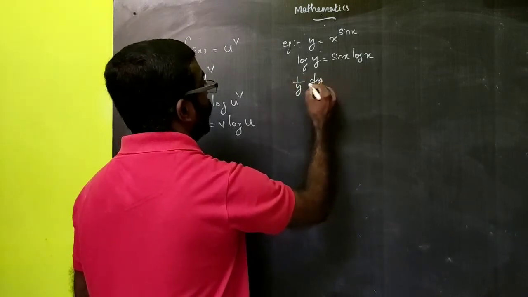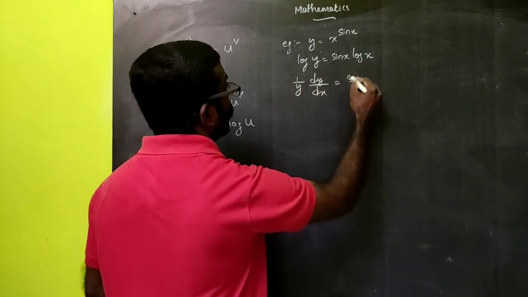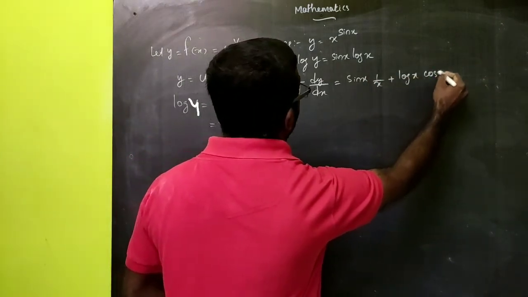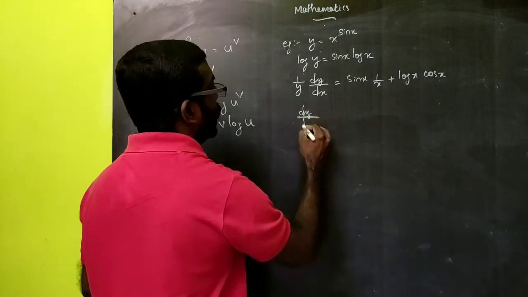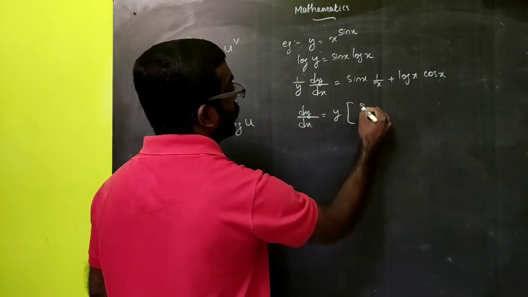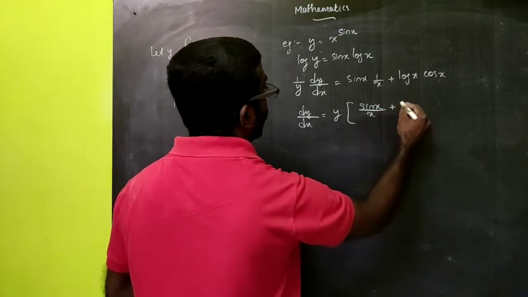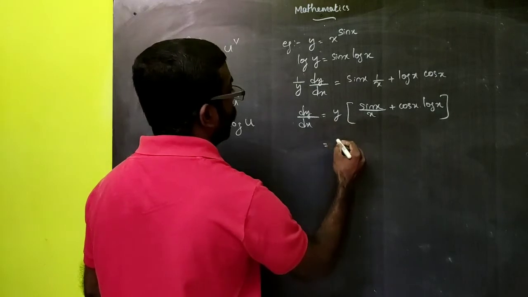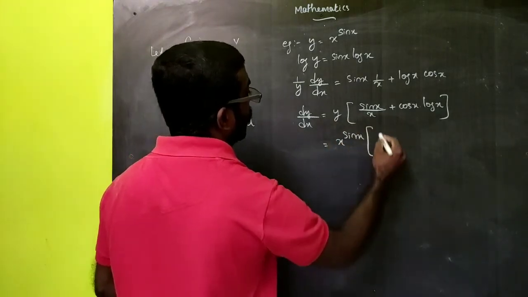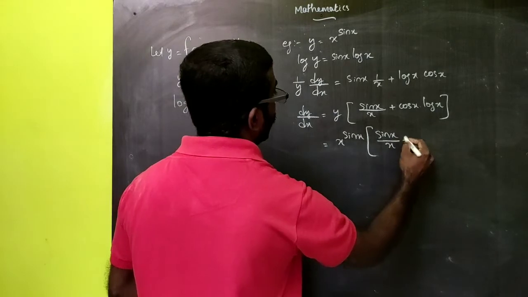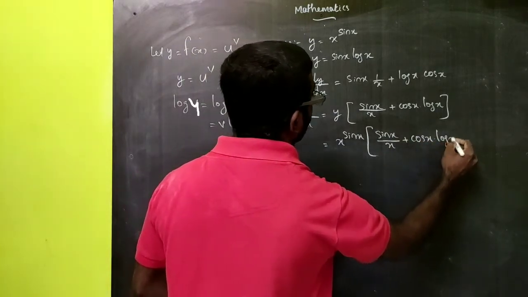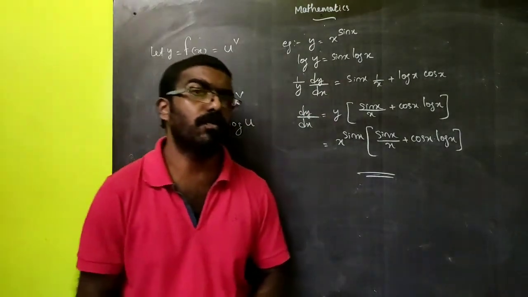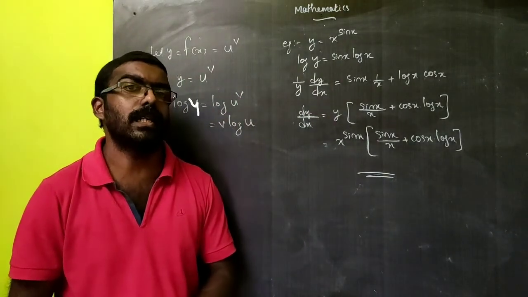1 by y into dy by dx is equal to, by the product rule, sine x into the derivative of log x, 1 by x, plus log x into the derivative of sine x, cos x. That is dy by dx is equal to y into sine x by x plus cos x into log x. You can replace the value of y here: x raised to sine x, then sine x by x plus cos x into log x.